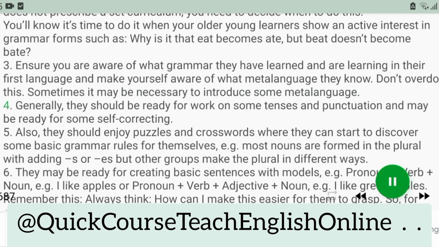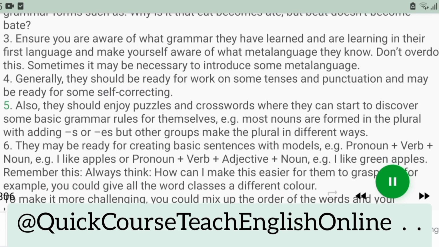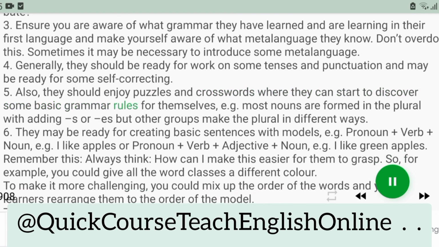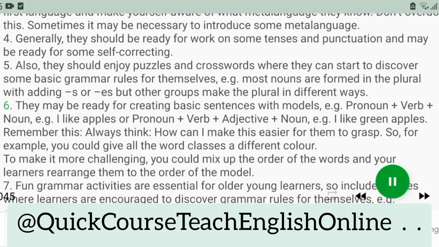4. Generally, they should be ready for work on some tenses and punctuation, and may be ready for some self-correcting. 5. Also, they should enjoy puzzles and crosswords where they can start to discover some basic grammar rules for themselves, e.g. most nouns are formed in the plural by adding s or es, but other groups make the plural in different ways. 6. They may be ready for creating basic sentences with modals, e.g.